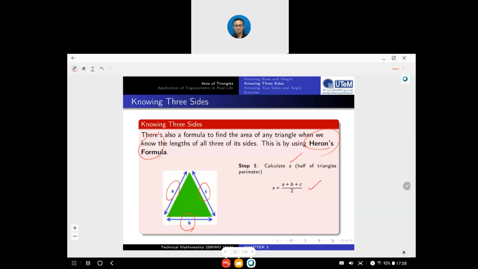After you get the value of s, you can find the area, which equals the square root of s, the value you get from here, times s minus a, times s minus b, times s minus c. This whole thing is under a square root. Then you can get the value of area.